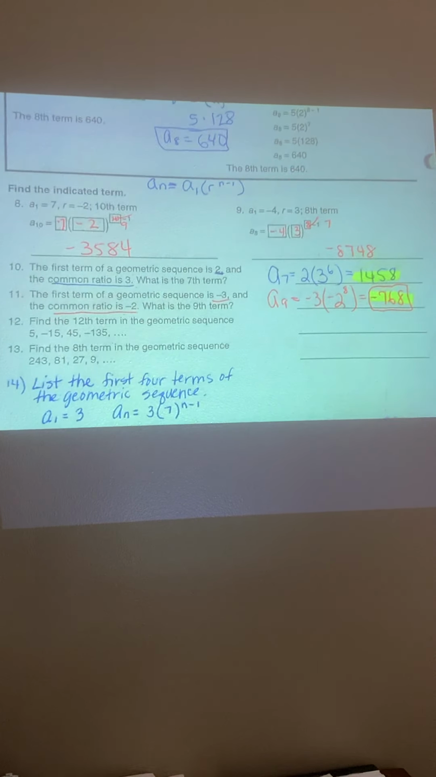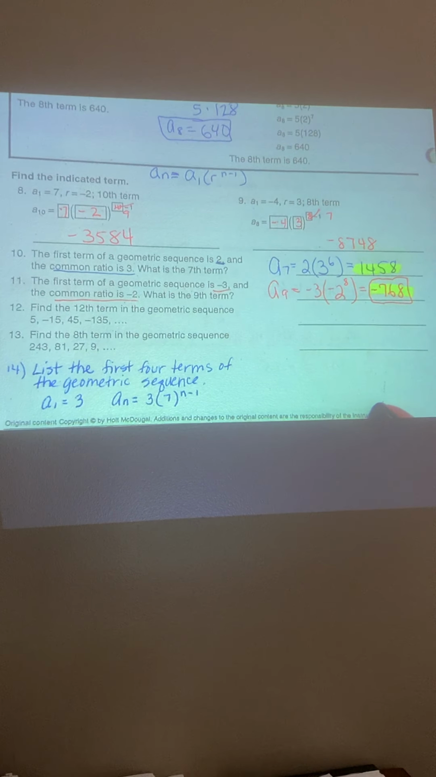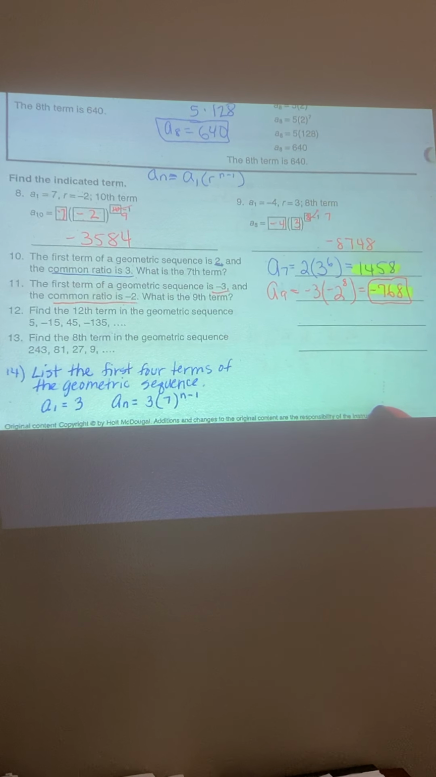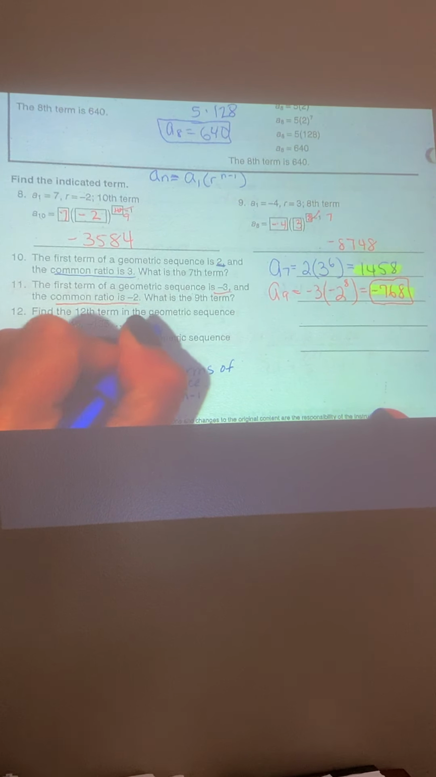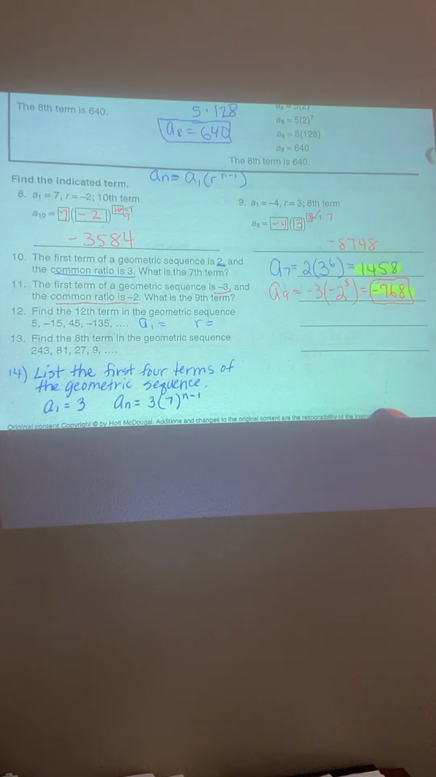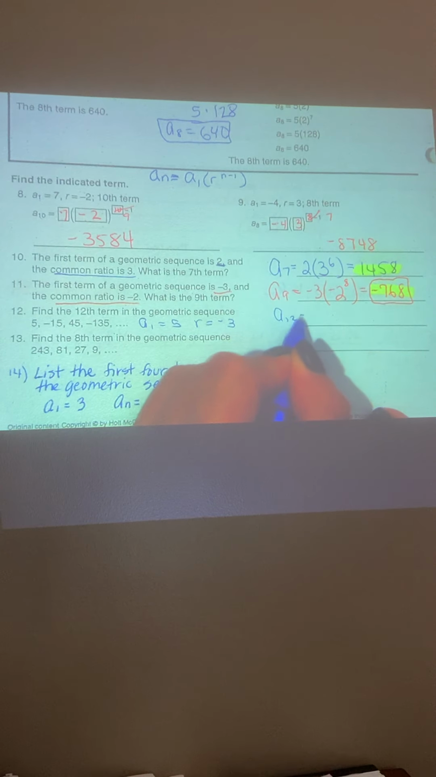Find the 12th term in the geometric sequence. When you have a problem like this, I think a good idea is to write down the first term and the common ratio. See how I did that? I wrote an A and an R. So A_1 is 5. Common ratio, what are we going by? Times by negative 3.